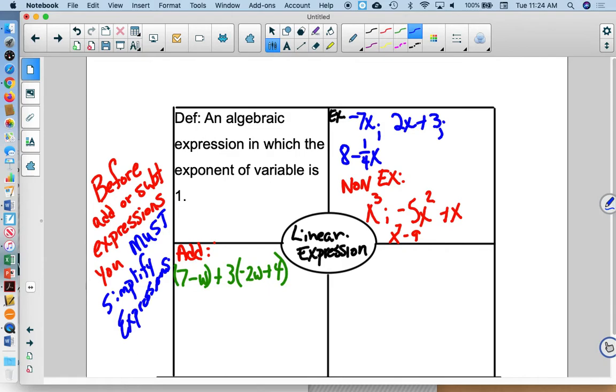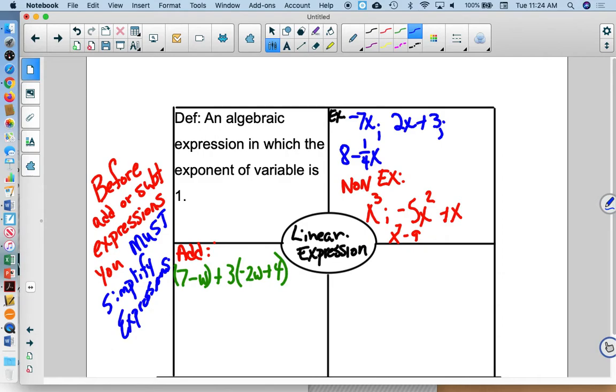So in order to simplify them, you go back to the simplest form, where we have the steps. Does that make sense to you? You can't add them together until you've simplified each expression. Because there are 2 expressions in this statement, aren't there? 7 minus W and 3 times parentheses negative 2W plus 4. So I have to do the simplest form first.